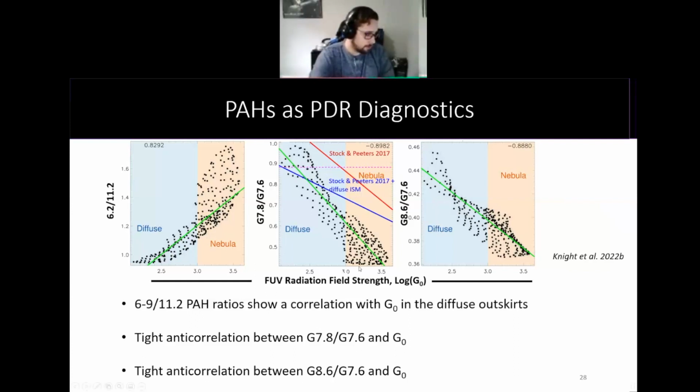Likewise, we're able to produce the tight anticorrelation between the G7.8, the G7.6 components and G0 as found in Stock and Peeters. But again, note the steeper slope found here with respect to the previously derived relations. Additionally, we find a novel anti-correlation between the G8.6 and G7.6 subcomponents and the radiation field strength, which we think may be suggestive of photoprocessing of larger compact to smaller compact PAHs with higher exposure to the UV radiation fields.